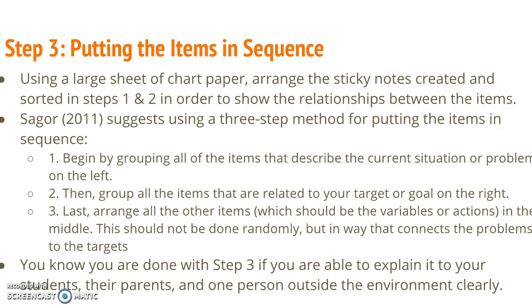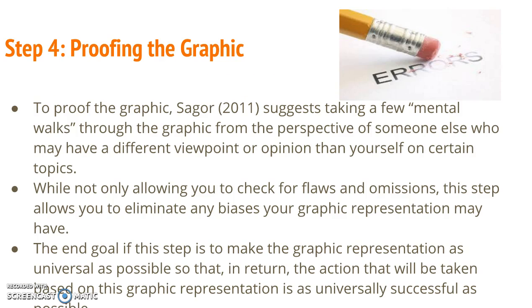Sagor just suggests if you can explain it to your students, if you can explain it to their parents, and then to one person who isn't in the environment, and if that person can understand it, then you are ready to move on to step 4, which is called proofing the graphic. To proof the graphic, Sagor suggests taking a few mental walks through your graphic representation. And I think this is really important.